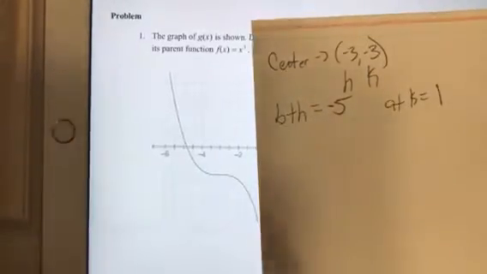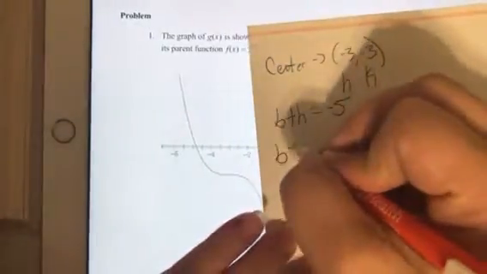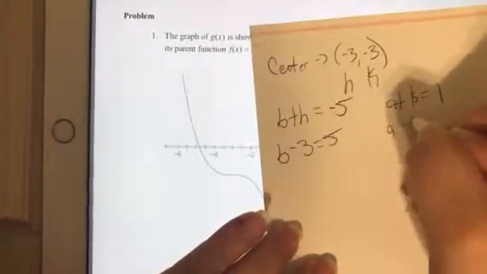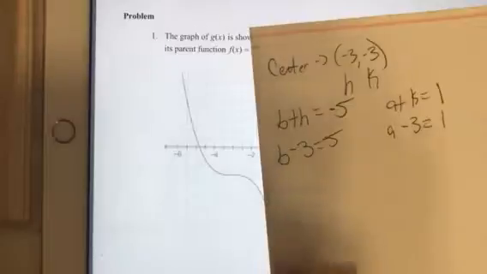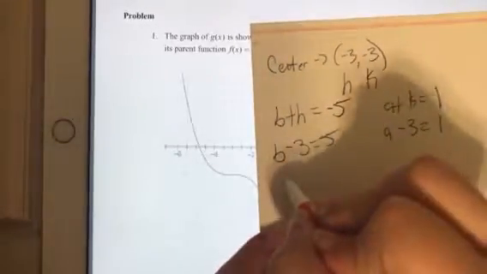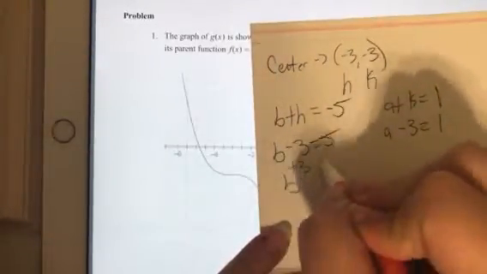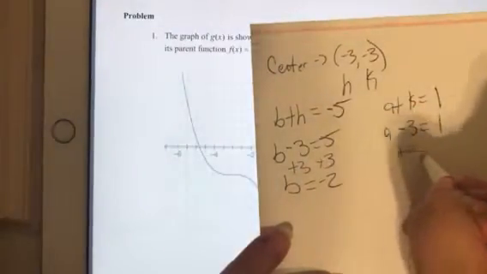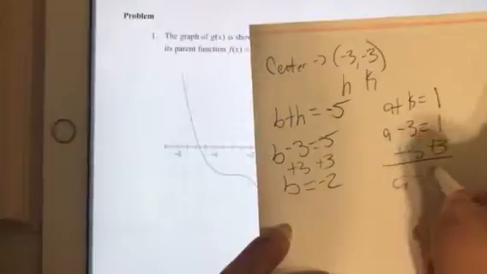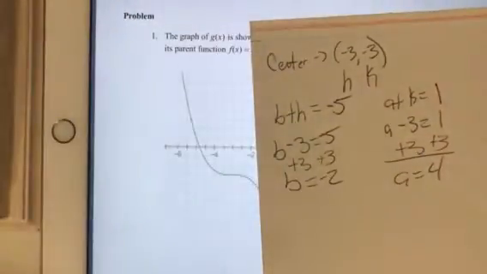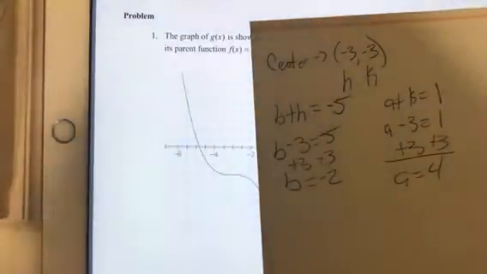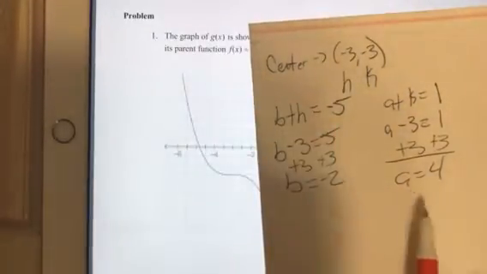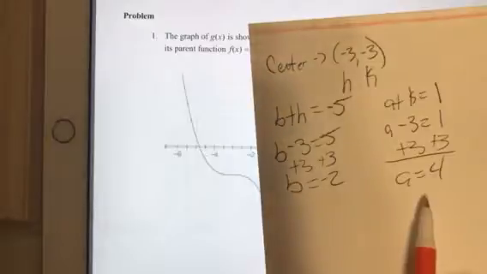I'm going to plug in what I know about h and k. So that's b minus 3 equals -5 and a minus 3 equals 1. Solve. So now I have b equals -2. And I have an a that equals 4. So I have done a horizontal stretch of a -2. I have done a vertical stretch of 4.